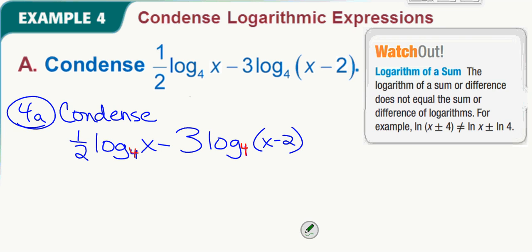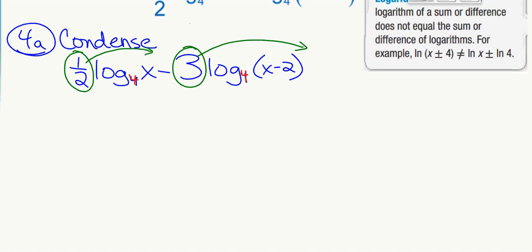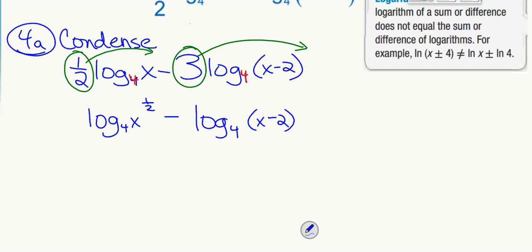The first property that I'm going to use is the power property. I've got the half out in front here, I'm going to raise that up, and I've got this 3 out here, and I'm going to raise that up there. To condense it together, this is the log base 4 of x to the 1/2 minus the log base 4 of parentheses x minus 2 raised to the third. So I'm taking those coefficients from out in front and raising them up as powers.